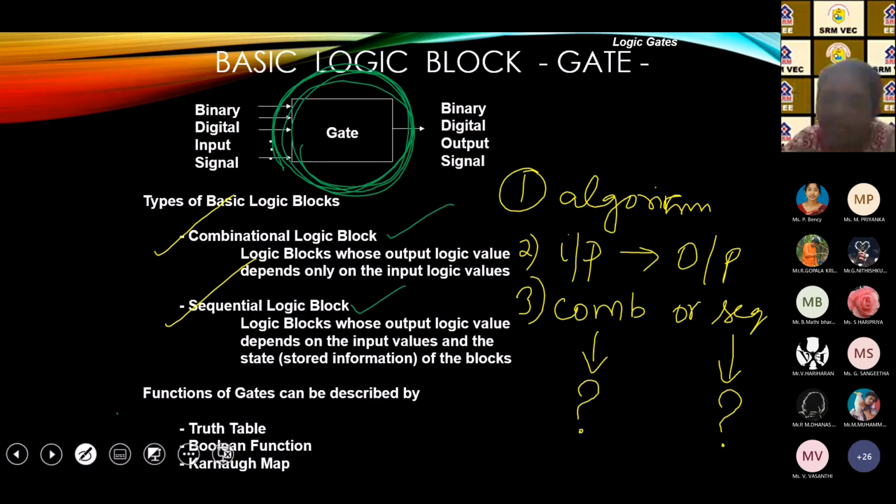Now, how are these functions defined, how are the combinational logic block and the sequential logic block defined? It is by truth table, Boolean function, and Karnaugh map. Truth table, Boolean function, Karnaugh map. So now we'll continue with the next one.